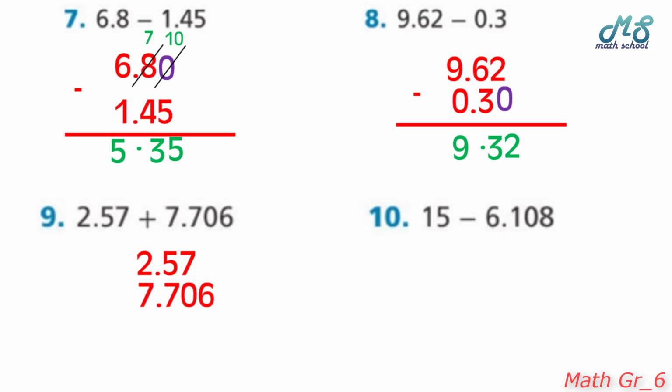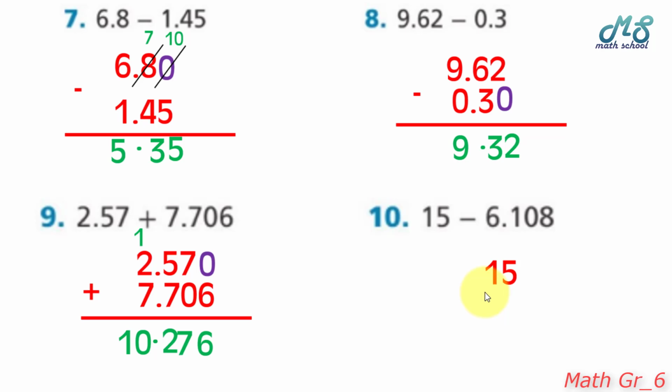Next example, 2.57 plus 7.706. Align the two numbers above each other, equate the decimal places. Now we can add. 0 plus 6 equals 6, 7 plus 0 equals 7, 5 plus 7 equals 12. Bring down the decimal point, and 1 over 2, it will be 3. 3 plus 7 equals 10. So we get 10.276.